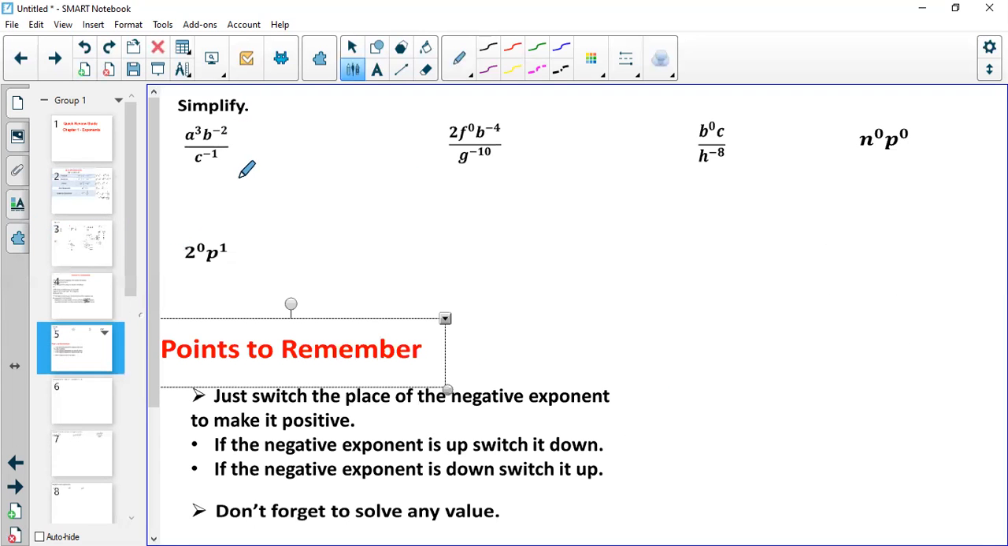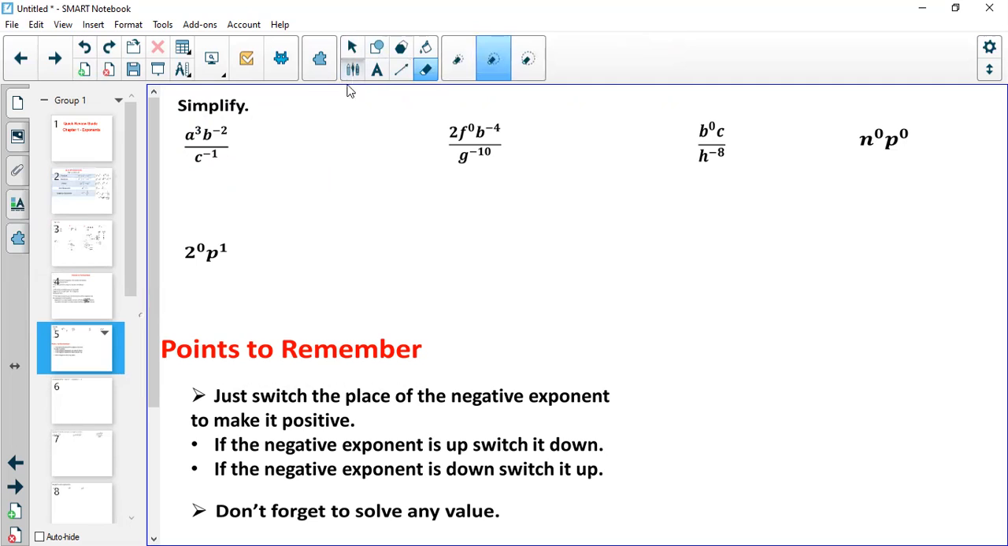Right, let's move on to simplifying. How are you going to simplify? This is one of the easiest parts of exponents. All you're going to do is remove this negative 2. Now you know that b to the power of negative 2 is written as 1 over b squared, right? So the same thing we are following here. To change this, we are just going to flip the places, that's all.